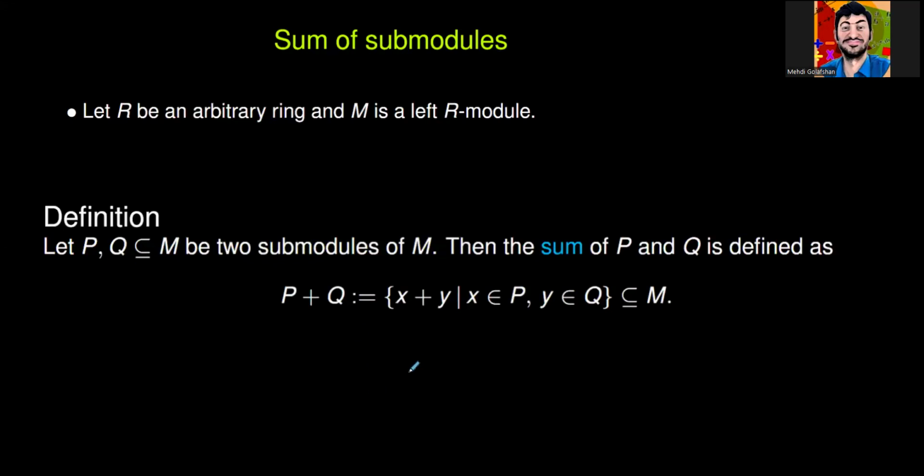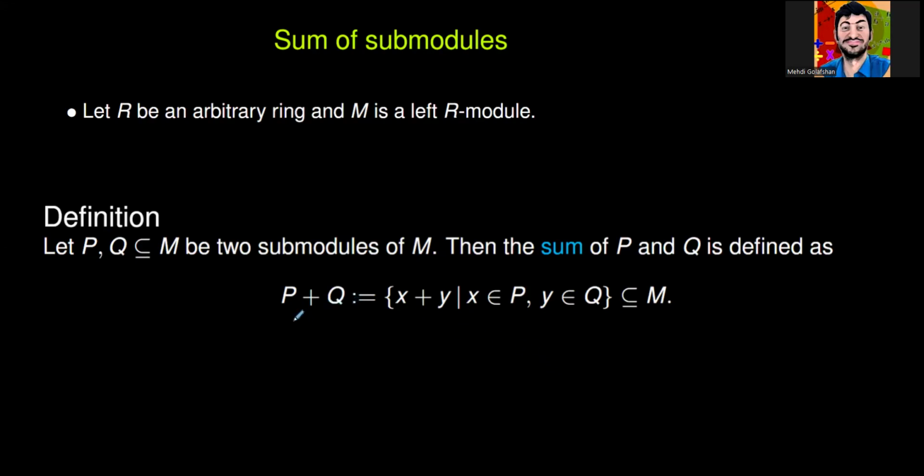As before, we try to generalize for some more generalized cases. So let's look at the set of all x plus y where x belongs to P and y belongs to Q. So P plus Q is defined like this. It is clear this is a subset of M, because P and Q are submodules of M, so therefore they are subsets of M, and therefore P plus Q is also a subset of M. Also clearly P plus Q is a submodule.